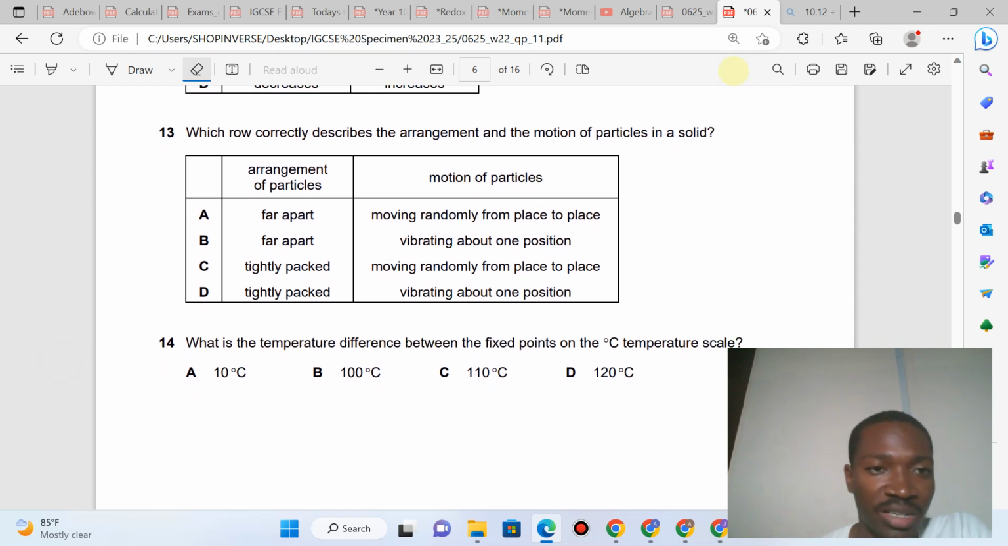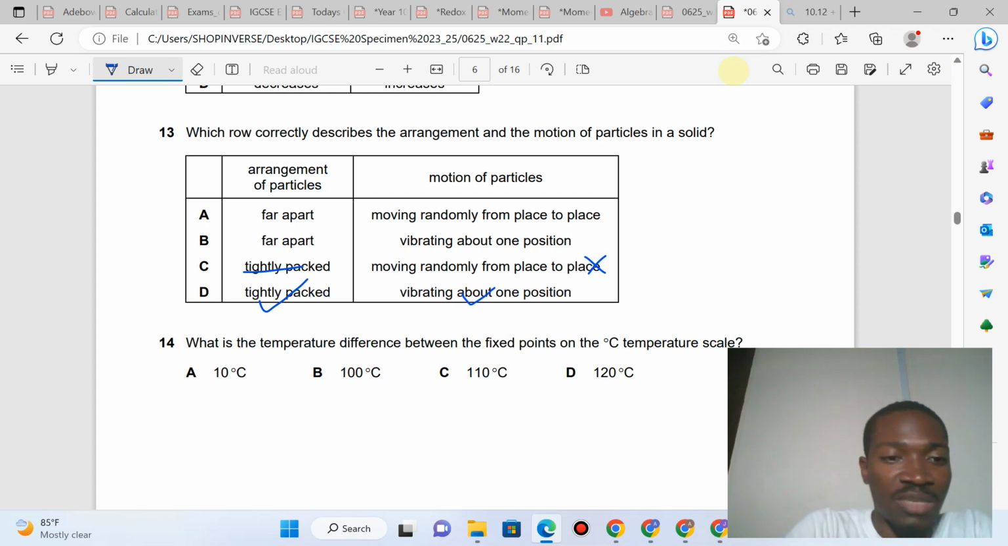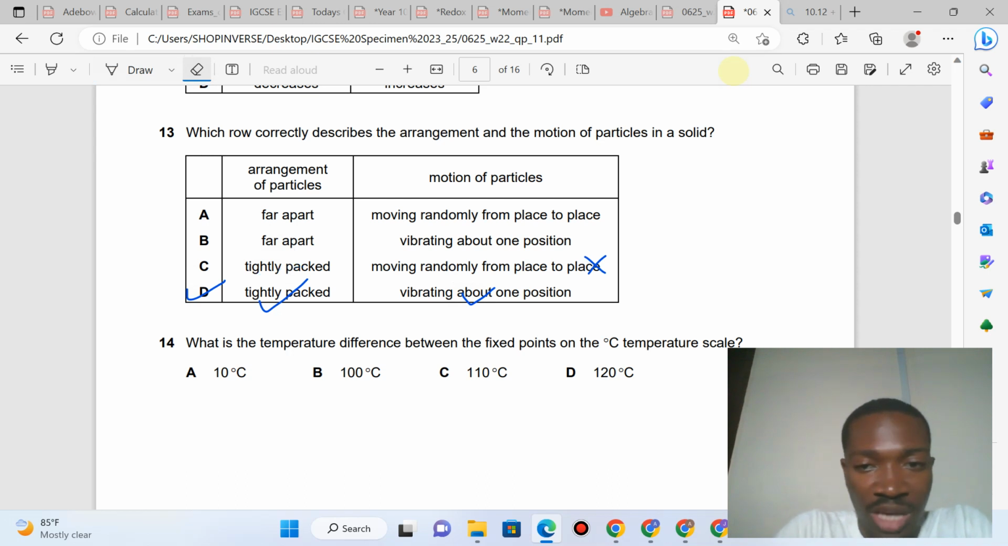C, tightly packed. So option C, the arrangement of particles is tightly packed. That's correct. Move randomly from place to place. That is not correct. Option D, tightly packed. That's correct. Vibrate about one position. That's correct. That makes option D the only correct answer, because it's only option D that gives us the arrangement of particles as tightly packed.